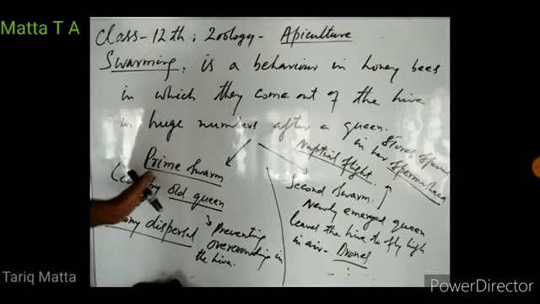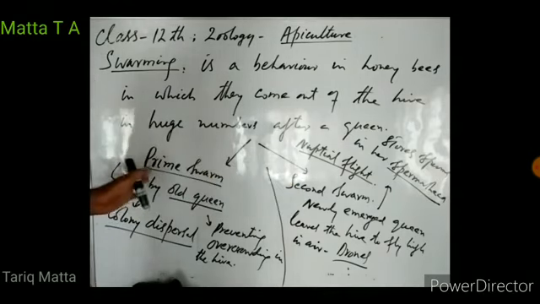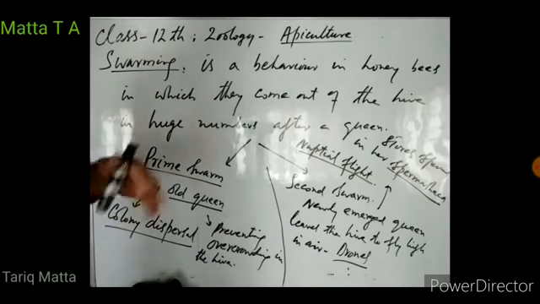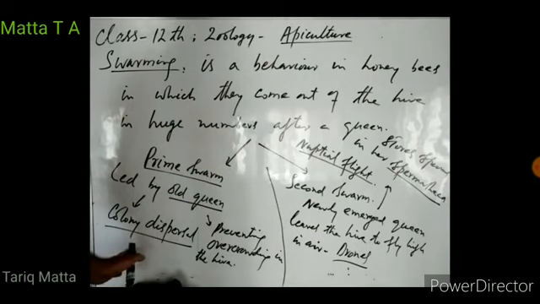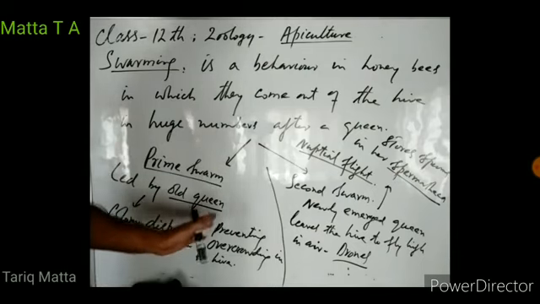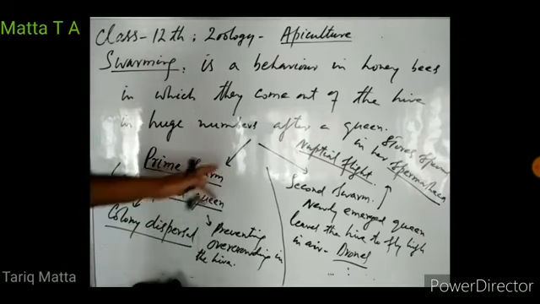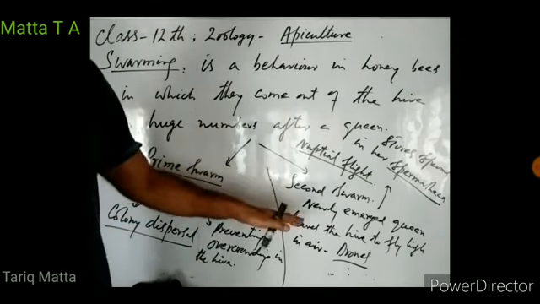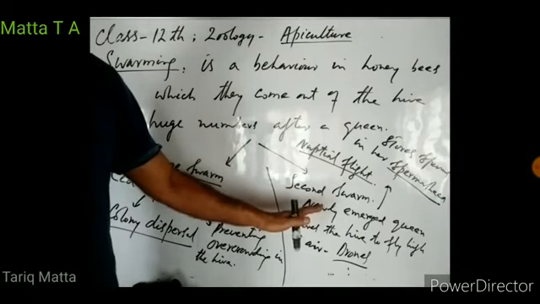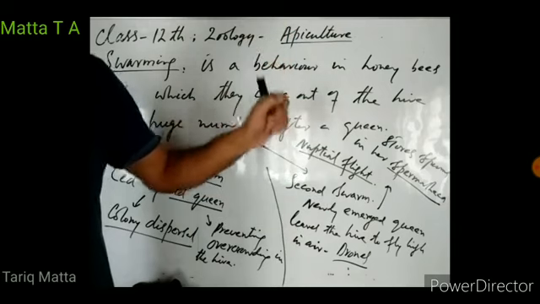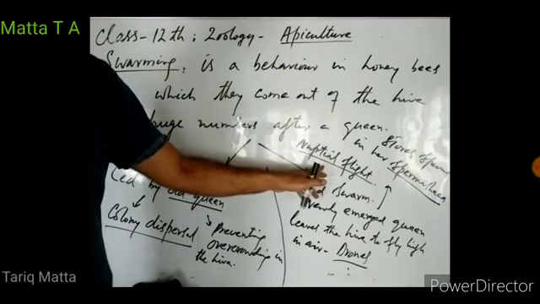So this is the prime swarm, and this is the second swarm. In prime swarm, the old queen leaves the hive, followed by workers. This is meant for colony dispersal and for overcoming overcrowding in the hive, right? Second swarm is led by the newly emerged queen. She is followed by drones. She mates high in the air. This flight is also known as nuptial flight.